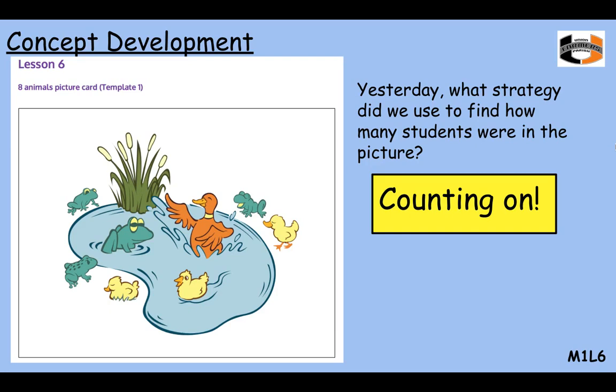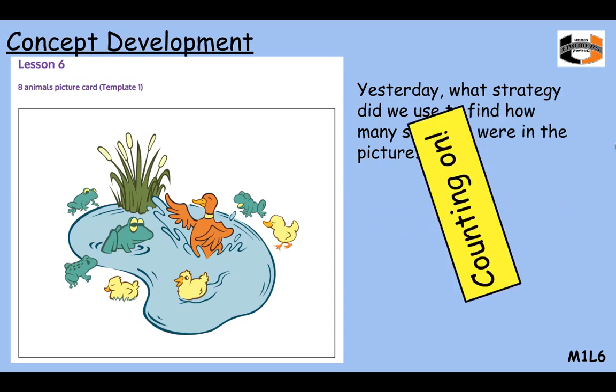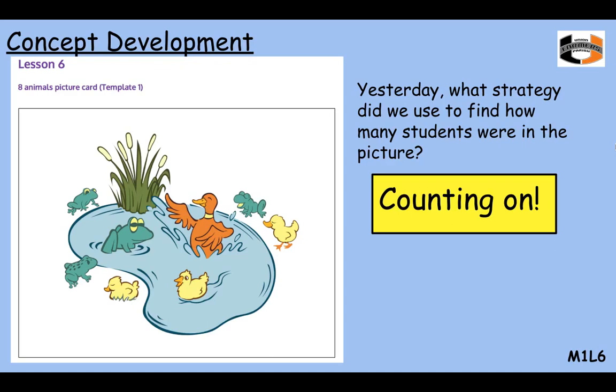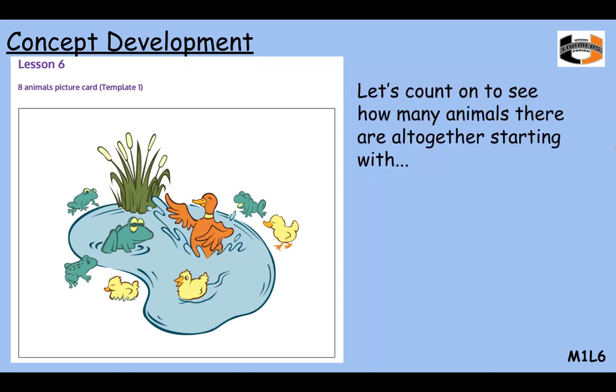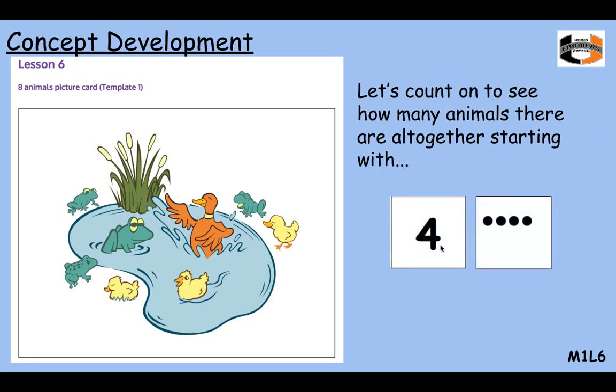Yesterday, what strategy did we use to find how many students were in the picture? Counting on, that's right. Let's count on to see how many animals there are all together, starting with 4. Okay, so we start with 4. We go 4, 5, 6, 7, 8.